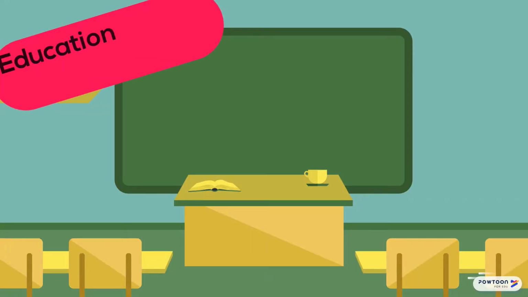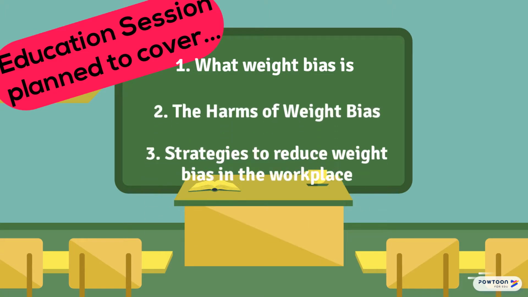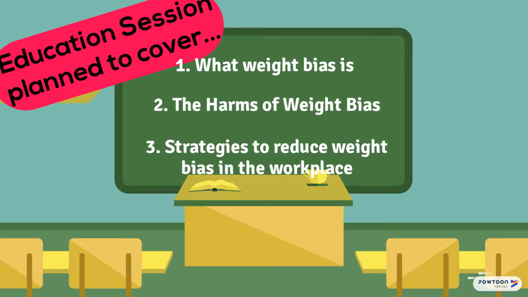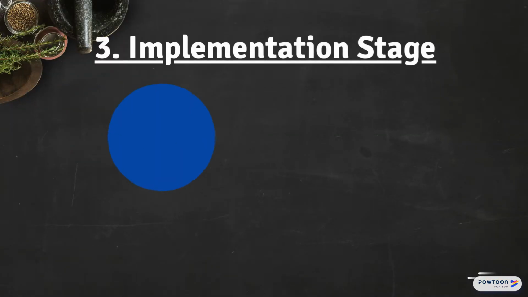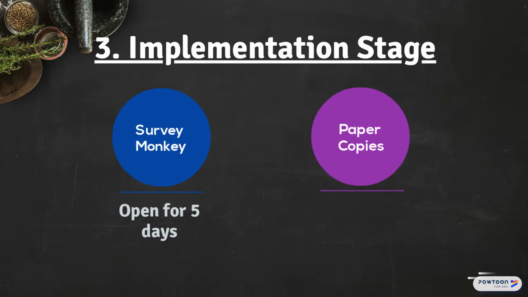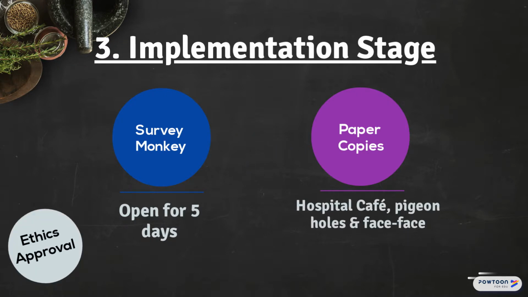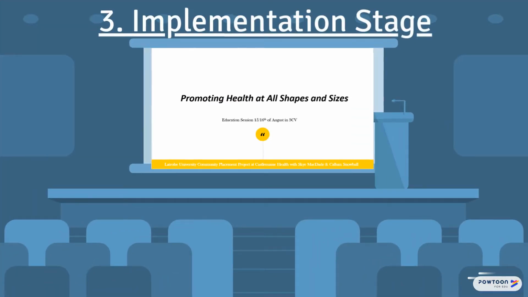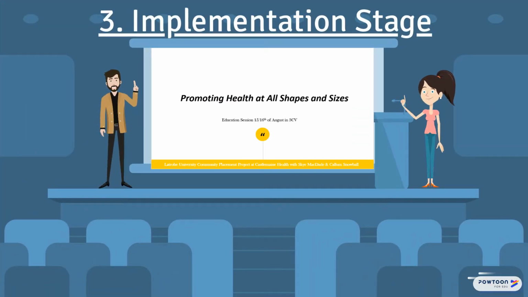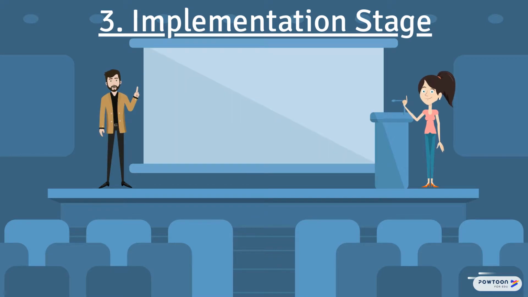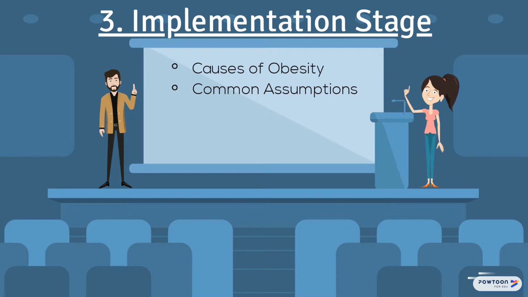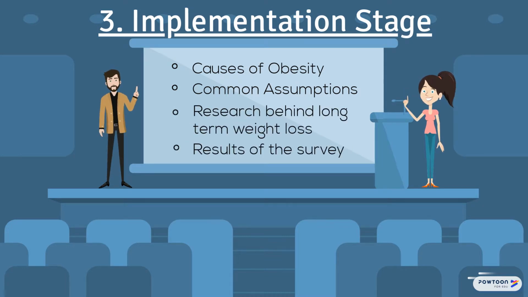The education session was planned to cover what weight bias is, the harms, as well as strategies to minimise weight bias in the workplace. Surveys were disseminated through SurveyMonkey, which was open for 5 days, and paper copies of the surveys were distributed at the hospital cafe, in the pigeonholes of respective staff, and face-to-face, which were collected after 2 days. The education session was held the following week to Castlemaine Health staff, which covered the topics mentioned previously, as well as causes and common assumptions of persons with overweight and obesity, and the research behind long-term weight loss.